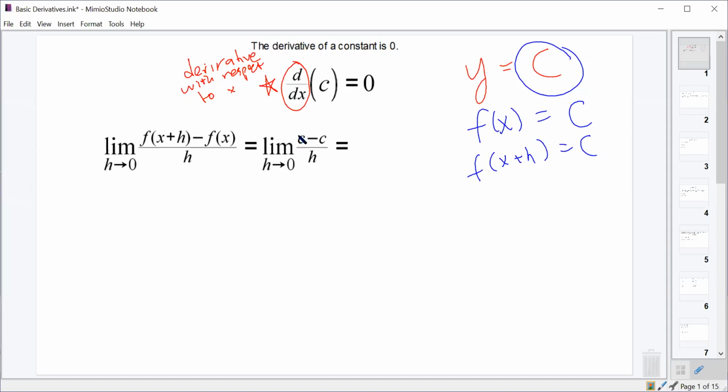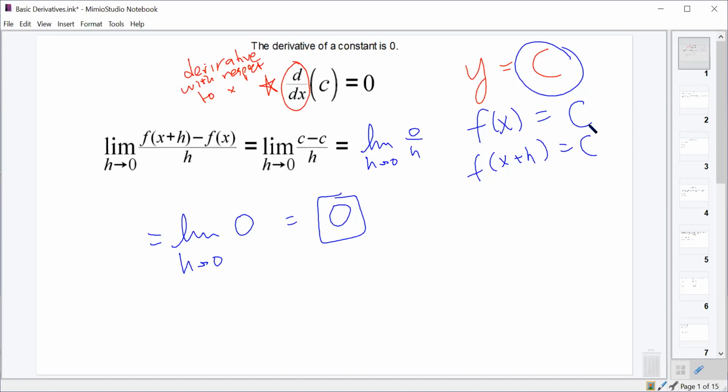So you end up with that constant minus that constant in the numerator, which gives you a limit as h approaches 0 of 0 over h, which is the limit as h approaches 0 of 0, which is 0, which tells us that the derivative of any constant is 0. Does that make sense or no?